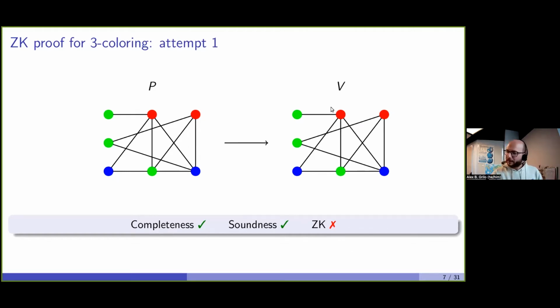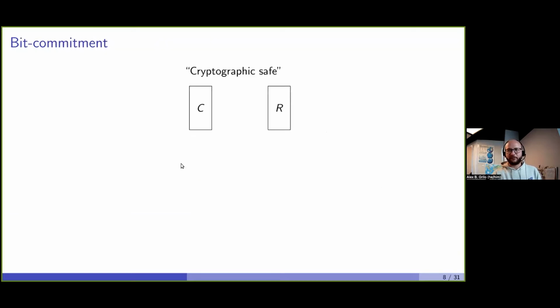The point is the simulator would have to compute a coloring in polynomial time, and you assume that P is different from NP. So this protocol is not good for us. Actually, in order to achieve zero knowledge for NP, we need to use some cryptographic primitives. And the cryptographic primitive that you use is called bit commitment.